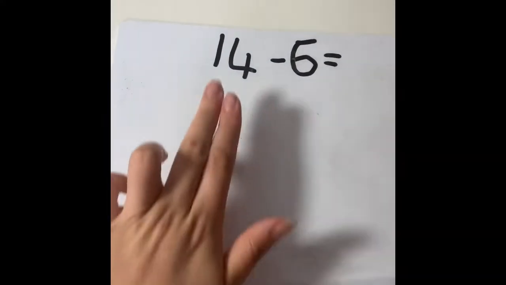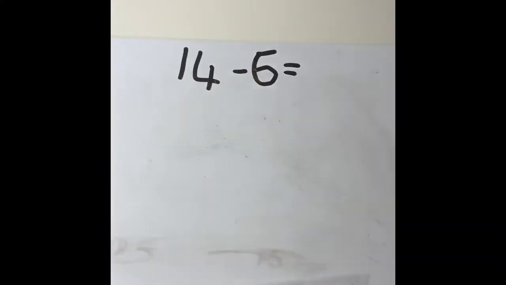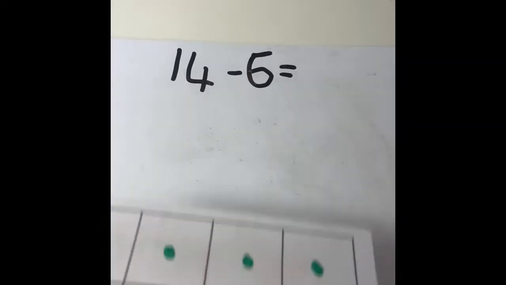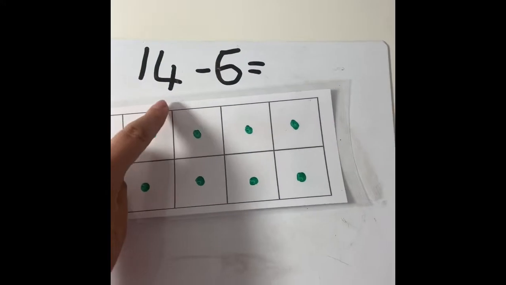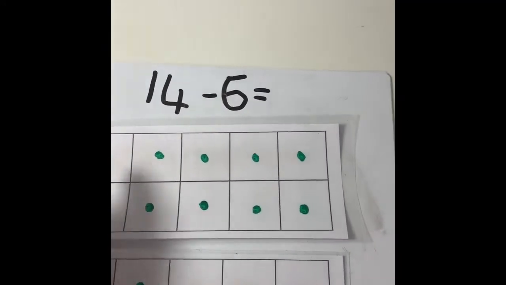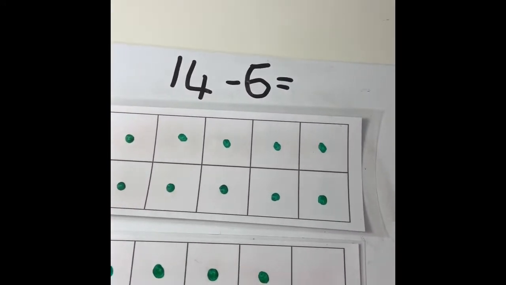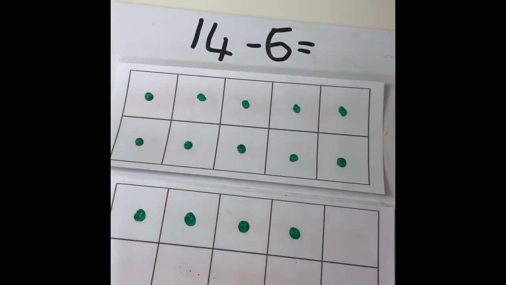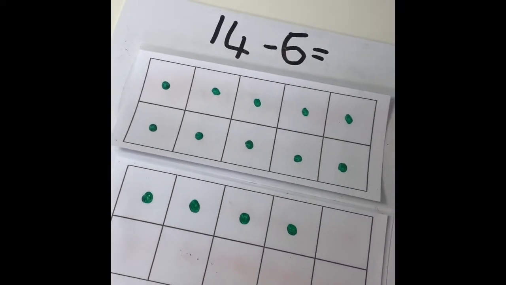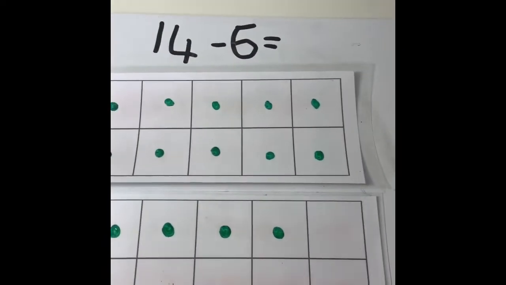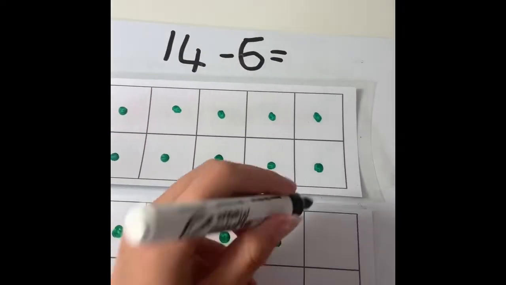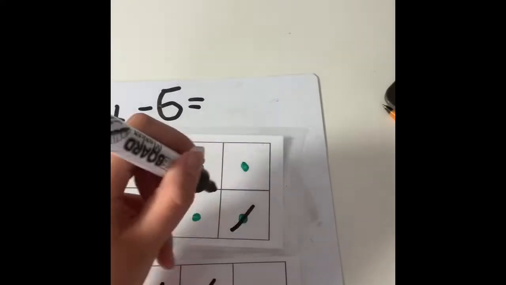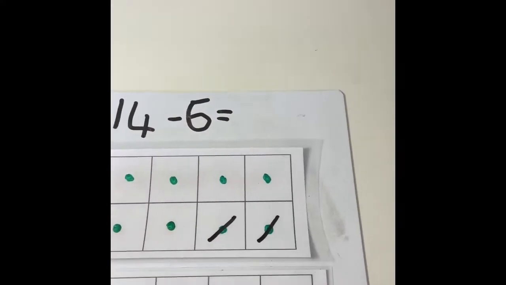Let's try another question. Here is my next question. 14 take away 6. Now I've got to first put it onto my 10 frame. Again, because it's over 10, I need 2 10 frames. 10 and 4. Okay, and that makes 14. Now we need to accurately count. So as always, you need to do your crossing out. How many? 6. 1, 2, 3, 4, 5, 6.